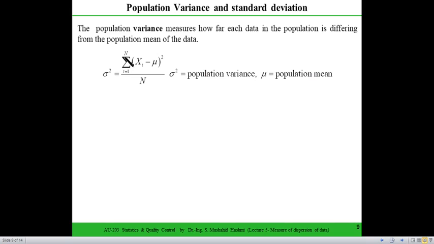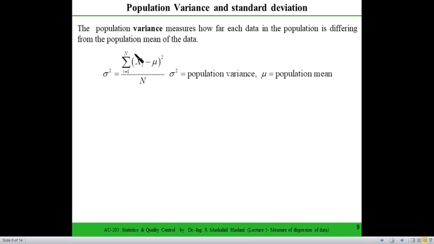We have chosen small n as the sample size for the sample, and use a capital N for the total number of elements present in the population. And here, instead of x bar, you have the mean of the population, not the mean of the sample. Sigma squared is the population variance, and s squared is the sample variance.